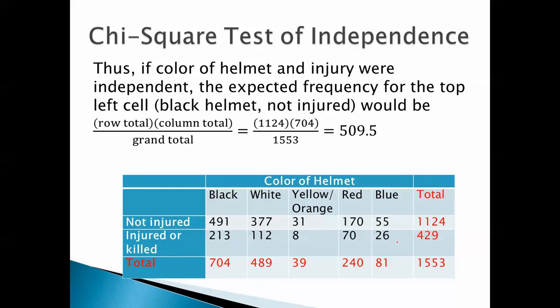So if color of helmet and injury were independent, the expected frequency for the top left cell, so black helmet, not injured, would be the row total times the column total over the grand total. In other words, 1124 times 704 divided by 1553. And when you calculate that, you get 509.5. So if the two were truly independent, color of helmet and injury status, then the expected would be 509.5.